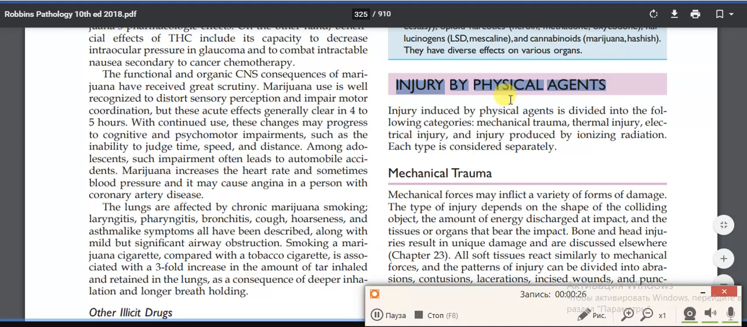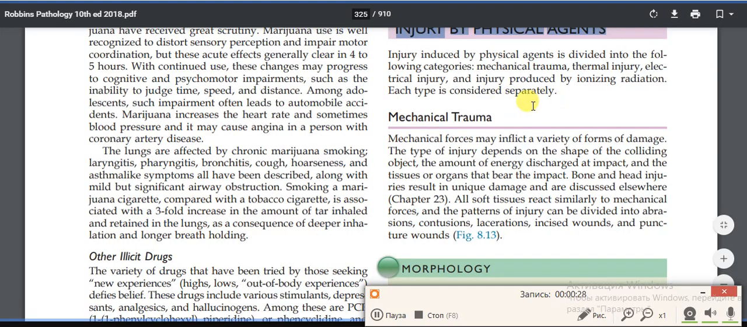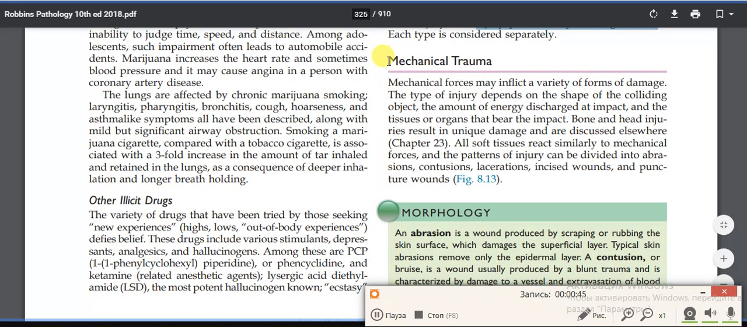So what are injuries? Which injuries happen due to physical agents? First of all, we have to classify them. We have discussed mechanical trauma, thermal injury, electrical injury, and injury produced by ionizing radiation, which is discussed separately. So, first of all, let's talk about mechanical trauma.